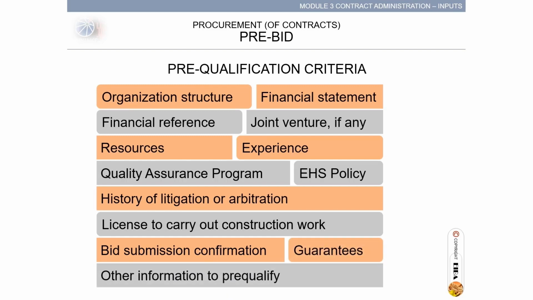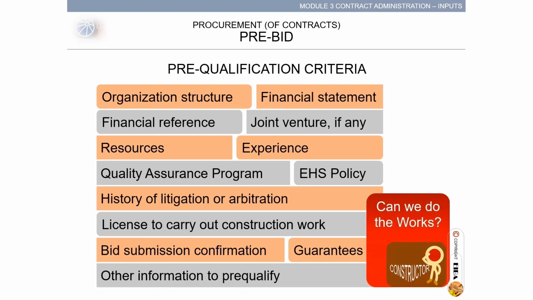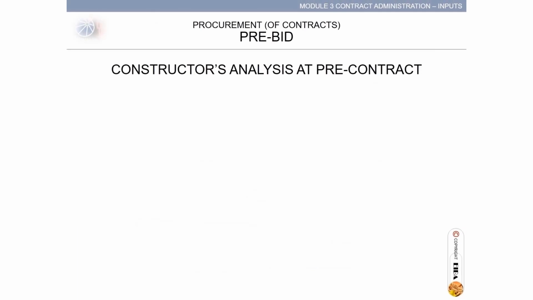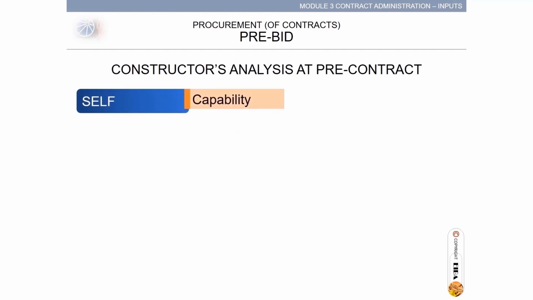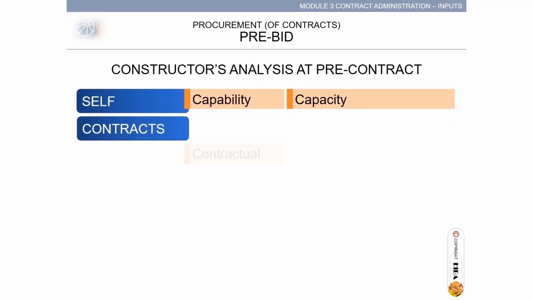Guarantees. Other information to pre-qualify. With the criteria, a constructor might ask, can we do the works? Constructor's analysis at pre-contract looks with confidence at self: capability to complete the works, capacity to deliver commitments. The contract: in terms of contractual, is it fair? Financial: can the financing of the project be sustained? And will profitability be gained?